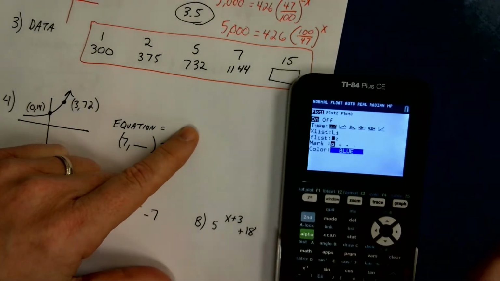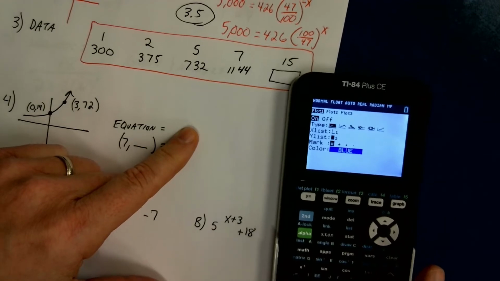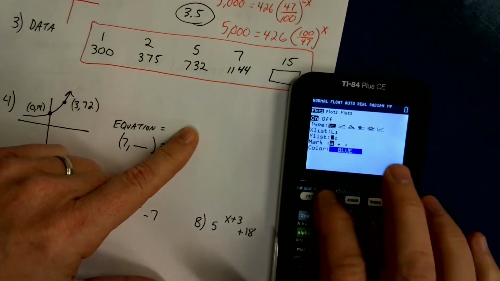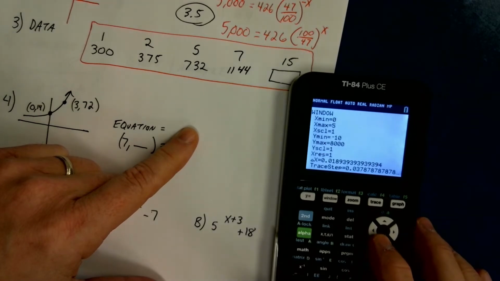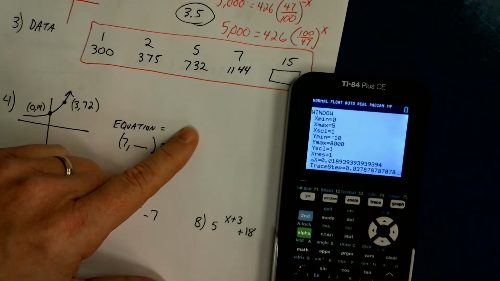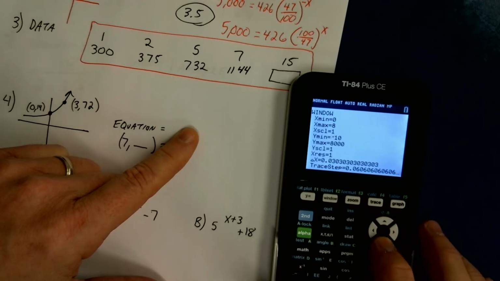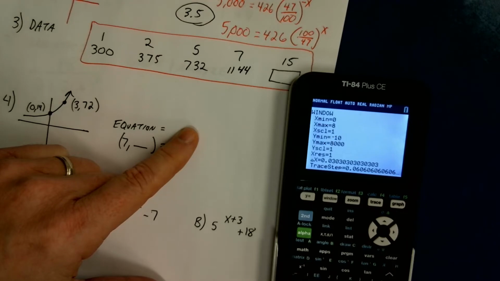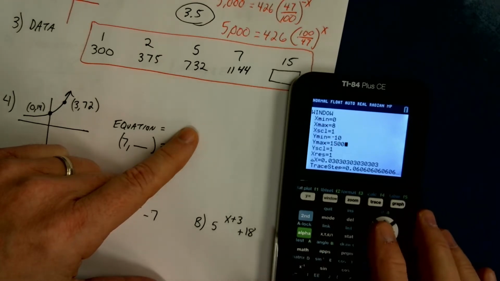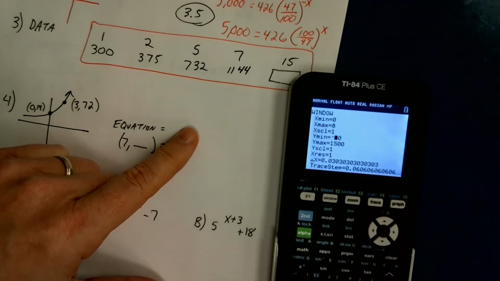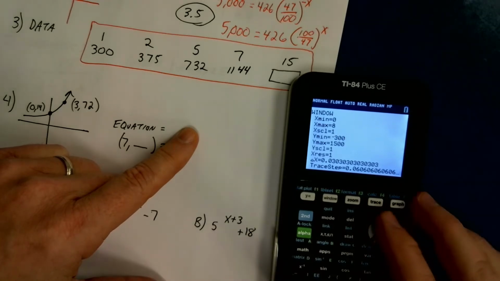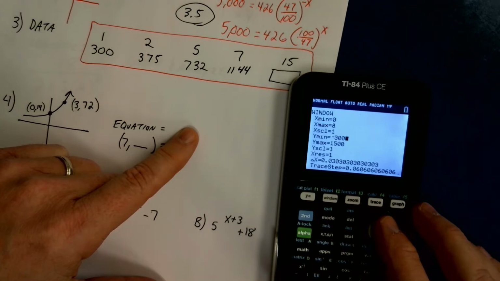You don't have to do this to get an equation. Just want you to kind of understand what the data points look like if I was to plot them. Go to my window. My x's went from 0 to 7, or 1 to 7, so I'm going to go 0 to 8. My y's went from 300 to 1144, so I'm going to go to 1500 from 0. That's totally good. I mean, I could put this at like negative 300 if I wanted to, just to be able to see the stuff.